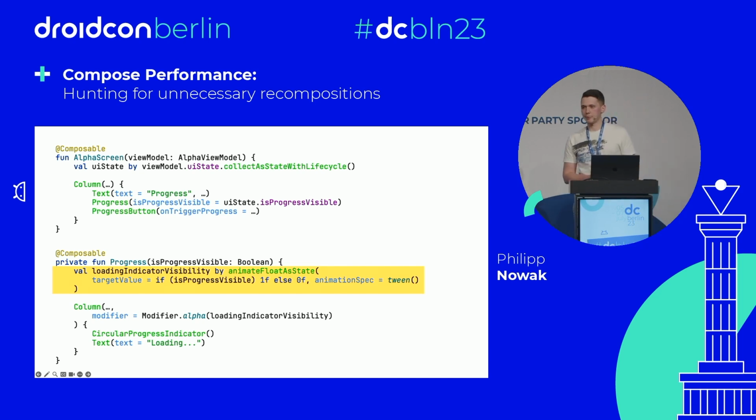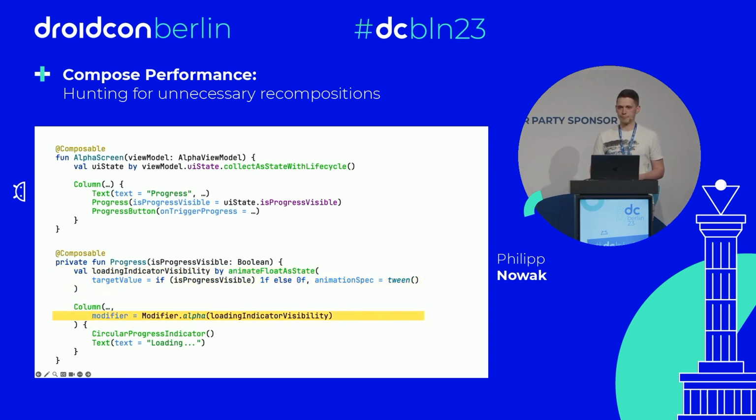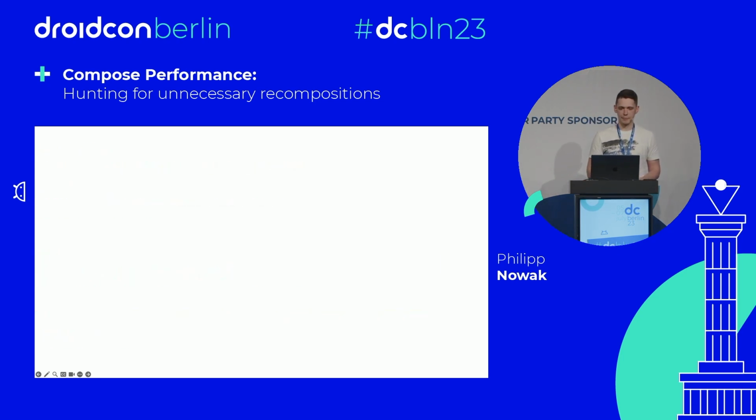Based on a Boolean variable called isProgressVisible, our animateFloatAsState returns a float value, which is then passed to our alpha modifier. As you might imagine, we shouldn't see so many recompositions here, but only one for the change of the Boolean variable. But where do they actually come from? To understand this, here is a small side fact.